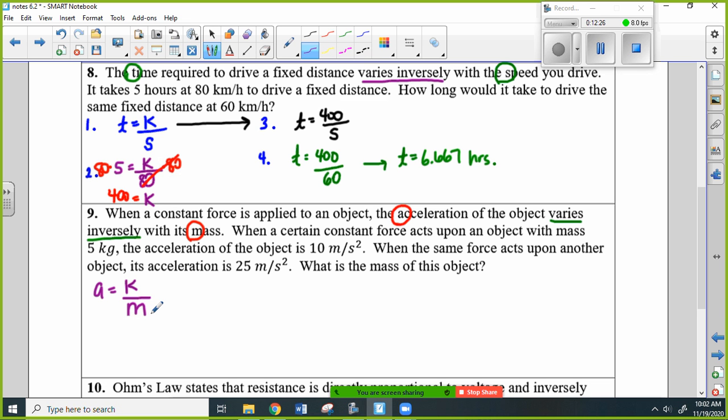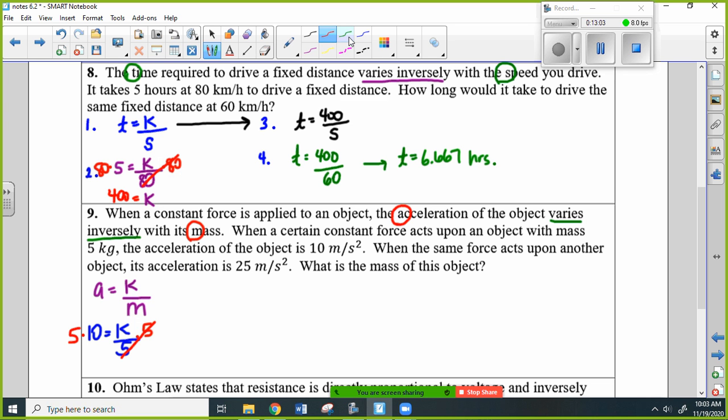All right, then it goes on to say when a certain constant force acts upon an object with mass 5 kilograms, the acceleration is 10 meters per second squared. Well, you just need to make sure you plug those in the right places. The mass, that's your M, is 5. Acceleration is 10, that's your A. So make sure you're plugging them in the right place. Remember, the whole point is to find K before you do anything else.